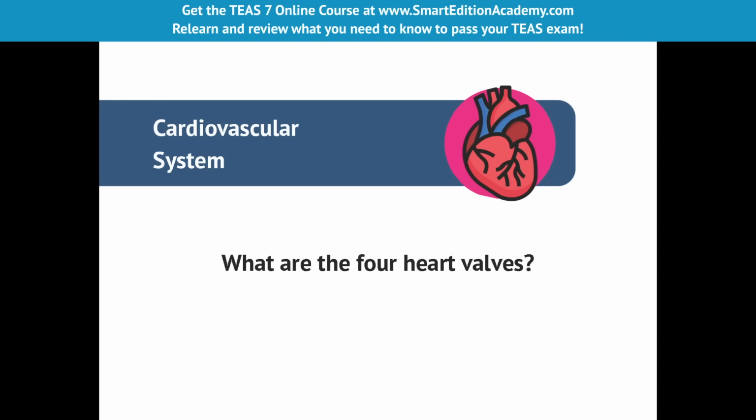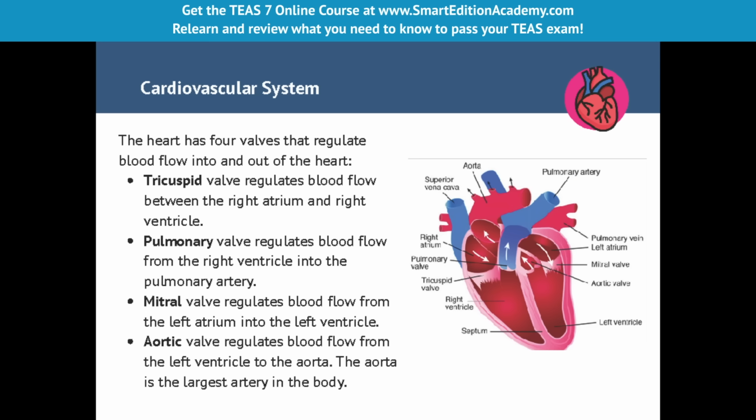What are the 4 heart valves? The heart has 4 valves that regulate blood flow into and out of the heart. They are tricuspid, pulmonary, mitral, and aortic. And again, make sure that you know more than just those 4 words. Make sure you really know and you study what is happening in each of those valves. So make sure you're taking notes based on what is on the screen.